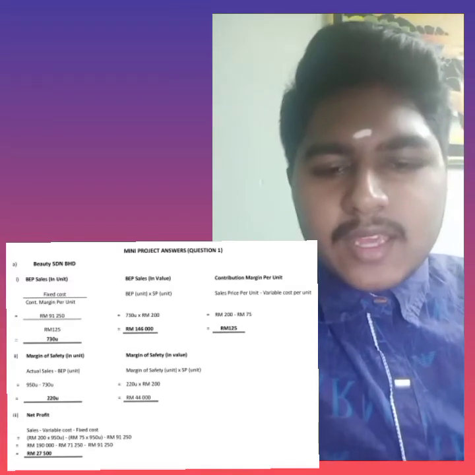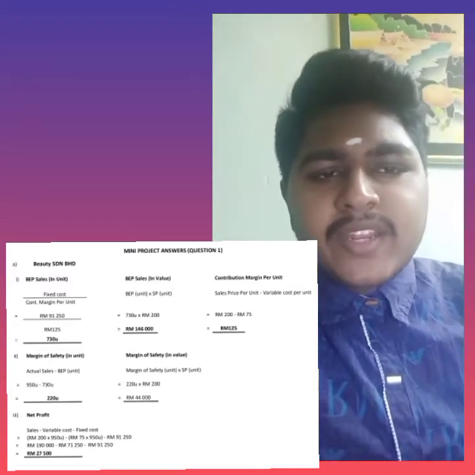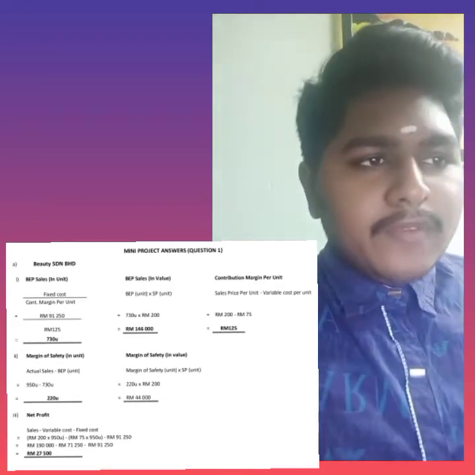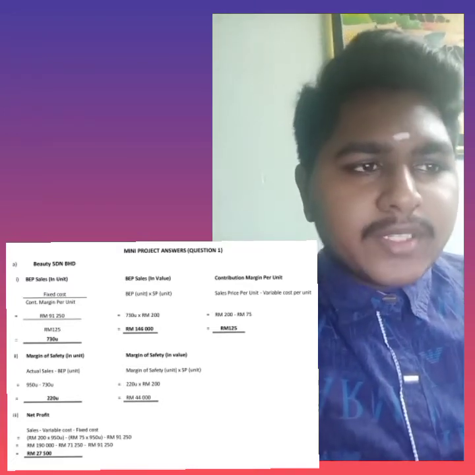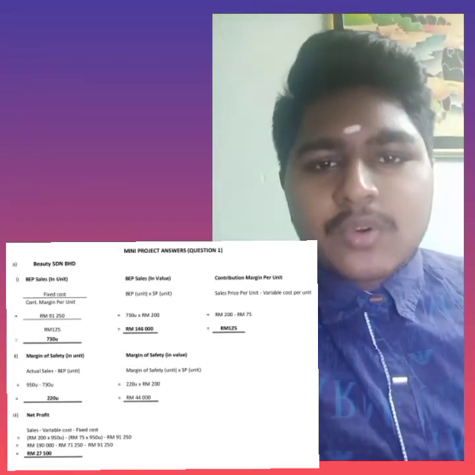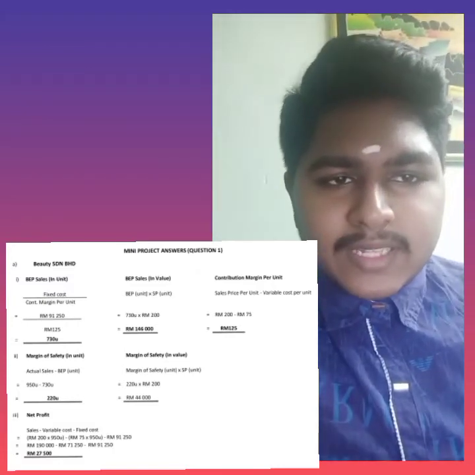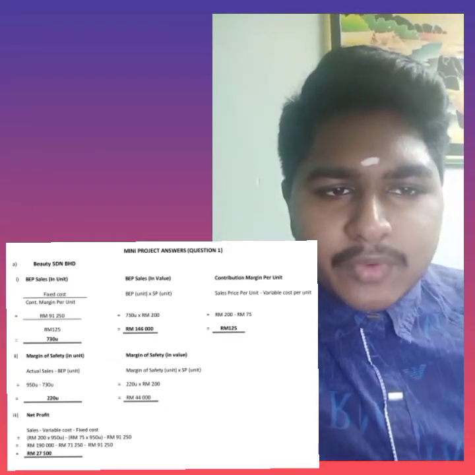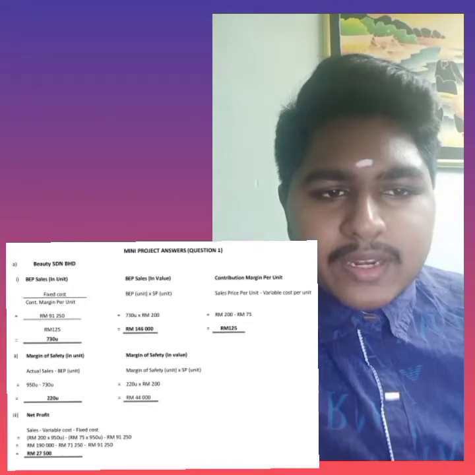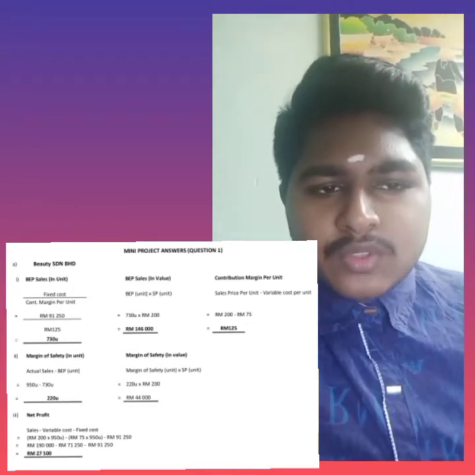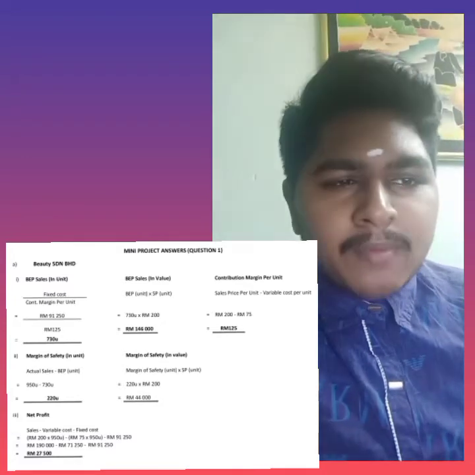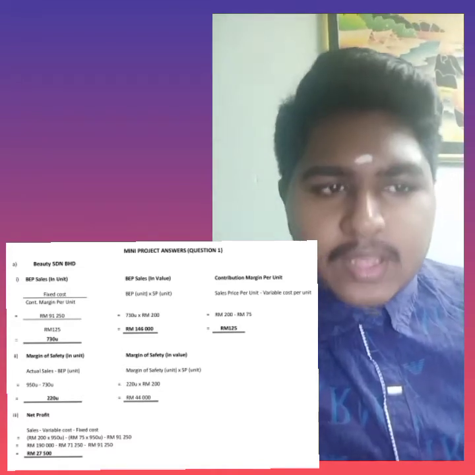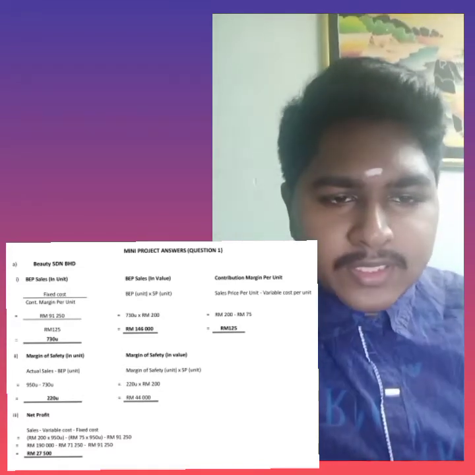The first question: in order to calculate the BEP in sales units, we need to calculate the contribution margin per unit first. The formula is sales price per unit minus variable cost per unit, which is RM200 minus 75 ringgit, so it equals 125 ringgit. BEP in sales units, the formula is fixed cost divided by contribution margin per unit, which is 91,250 ringgit divided by 125 ringgit. It equals 730 units. Break-even point in value, the formula is break-even point units times selling price, equals 730 units times 200, so equals RM146,000.